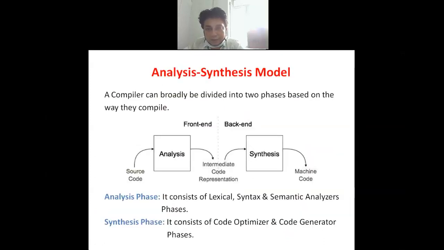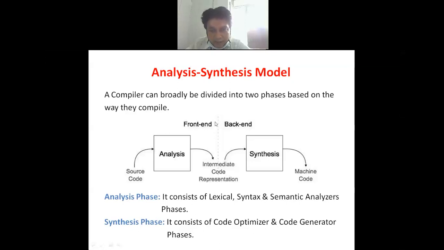Now proceeding further, the phases of the compiler model is also known as the analysis synthesis model, because there are 3 phases which are doing the analysis part. The analysis phase consists of the lexical, syntax, and semantic analyzer phases, whereas the synthesis phase consists of the code optimizer and the code generator phase.